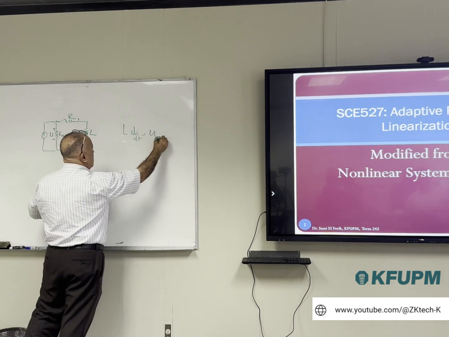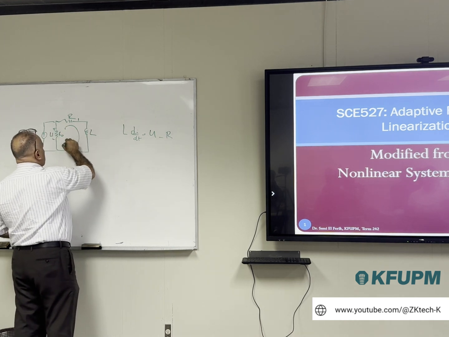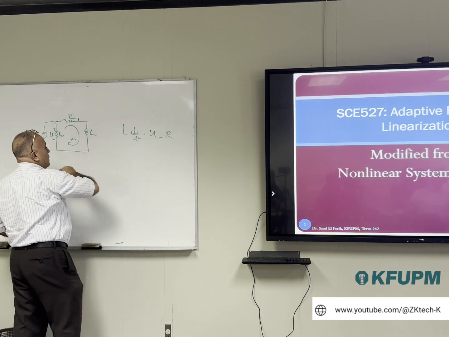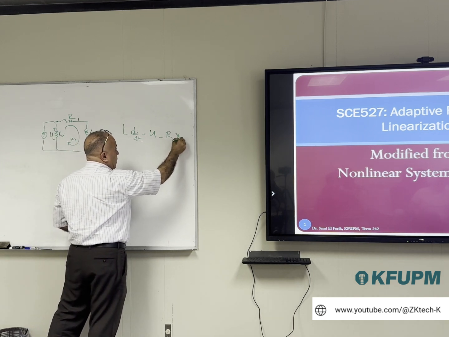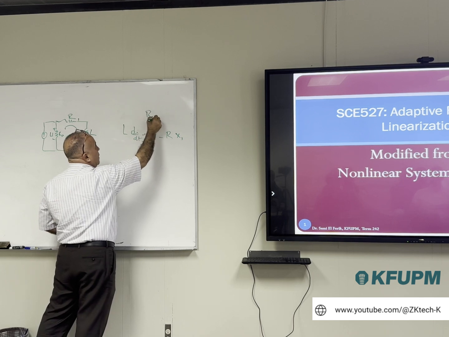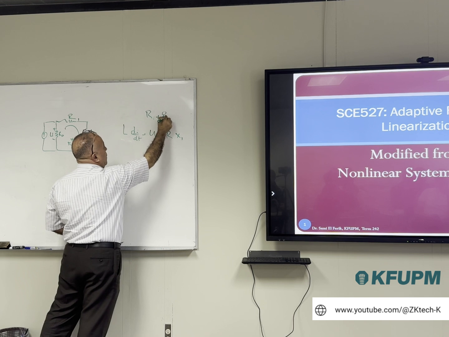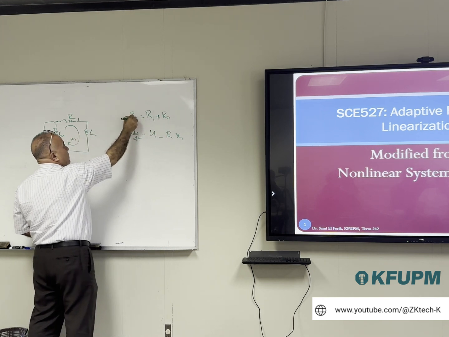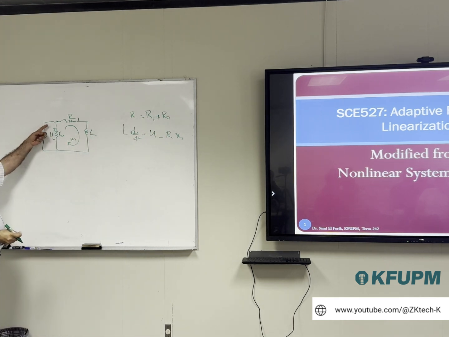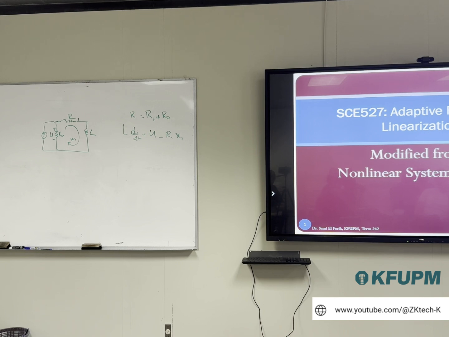U minus R multiplied by x1. R minus R0. Right. This one is R1. So R will be R1 plus R0. Right? So we will see it here. You will have the difference because the minus will give you plus. So it will be plus there. So this is the equation that we have to use.